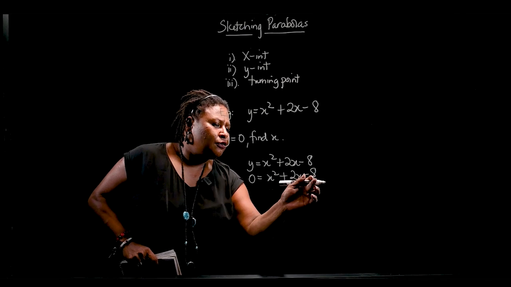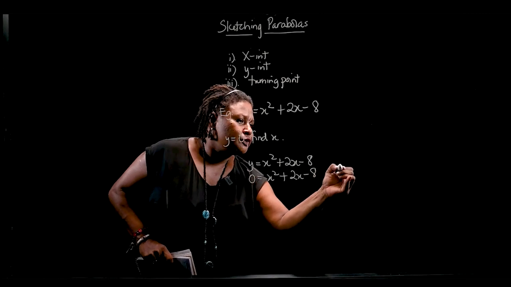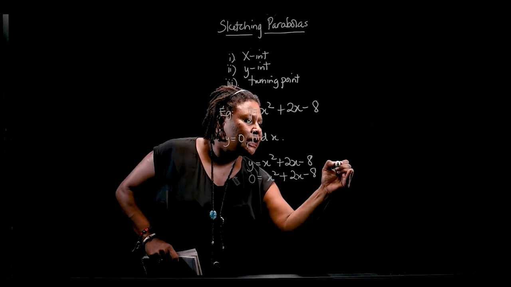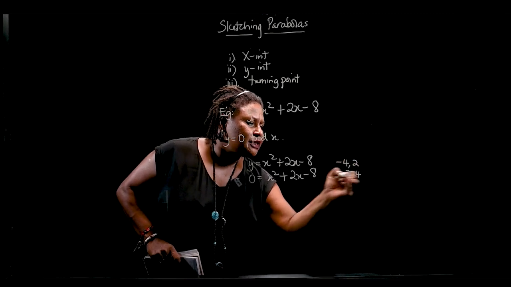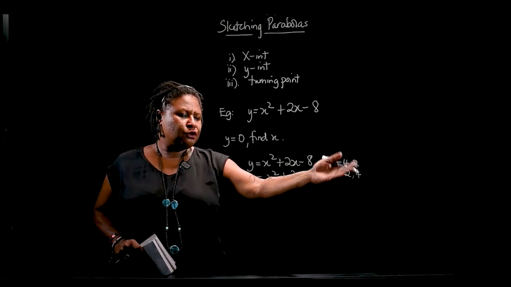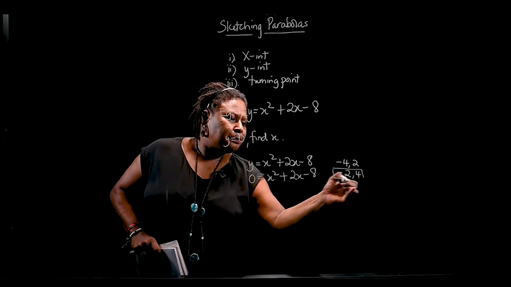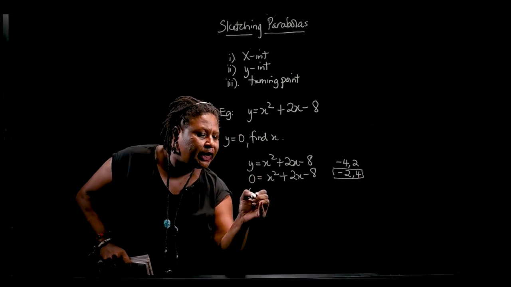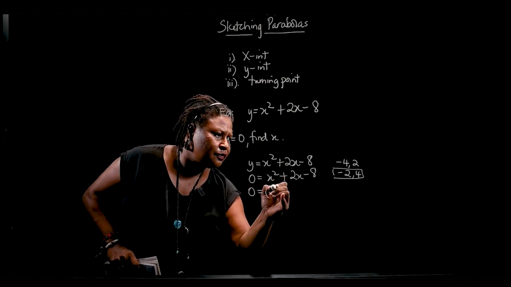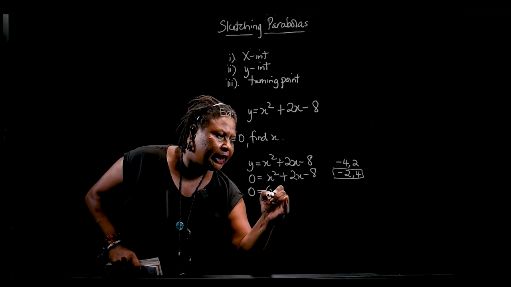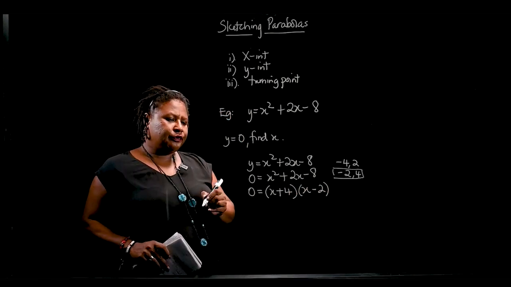Now, all factors of negative 8 which will give us a sum of positive 2. We have two sets of numbers: negative 4 and positive 2, and negative 2 and positive 4. Which of those two sets will give us a sum of positive 2? It's the second lot of factors here. So y is still 0, and we write this as a product of the binomials: x plus 4 and x minus 2.